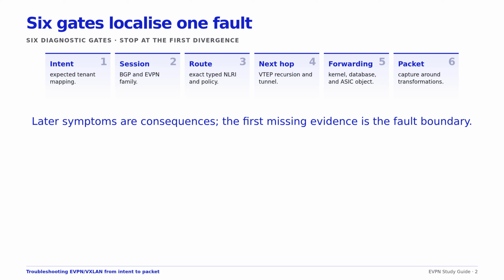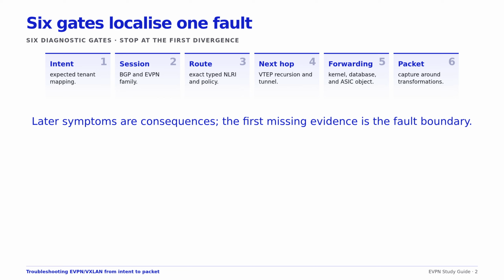Here is our agenda. We shall freeze the intended service and one representative packet. We shall verify BGP transport and the EVPN address family. We shall inspect the exact route, attributes, selection, and route target policy. We shall resolve the VTEP and any overlay index dependency.